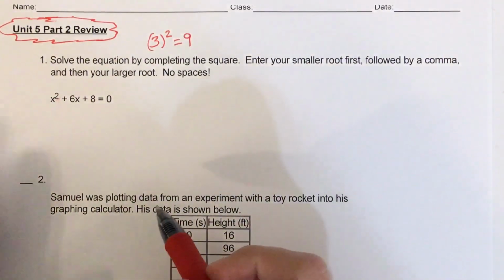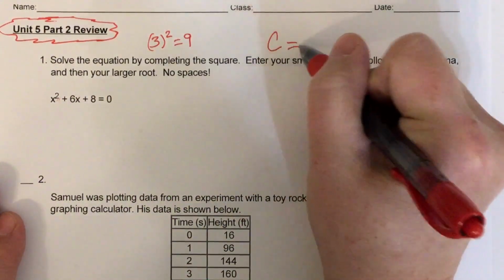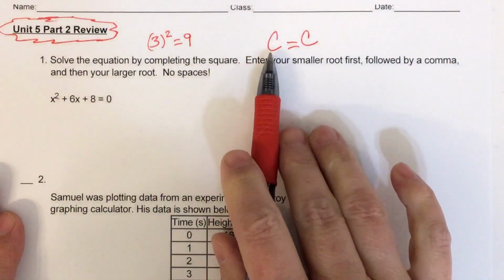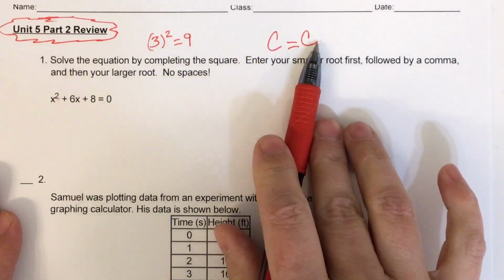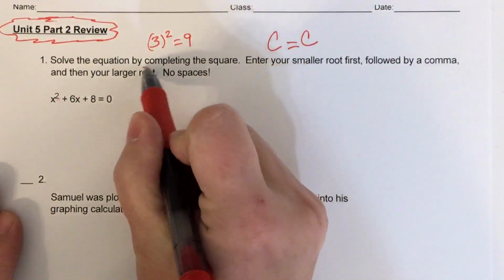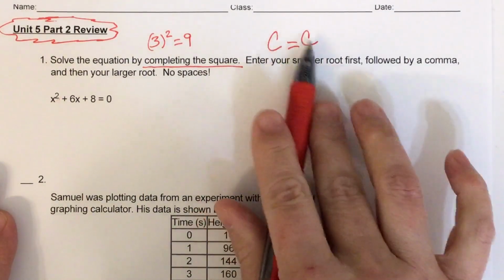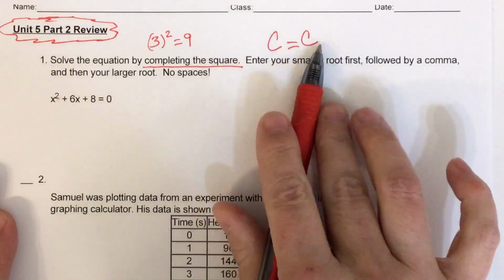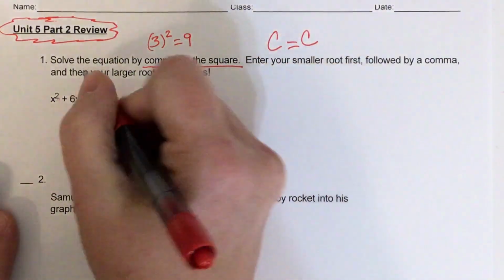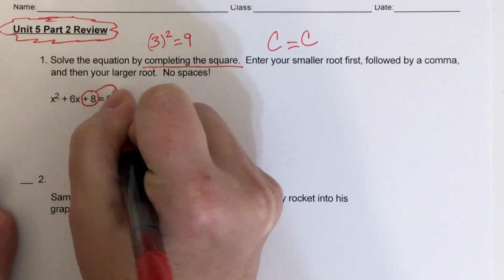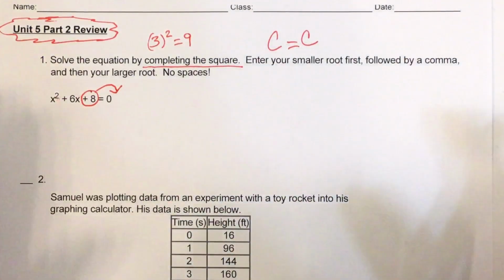So when I complete the square, the first thing I do is move the constant to the right-hand side. So think of completing the square, move constant to the right. CC, completing the square, move constant to the right. Okay, so here we go. I'm going to move the positive 8 to the right-hand side. So to do that, I would subtract it.